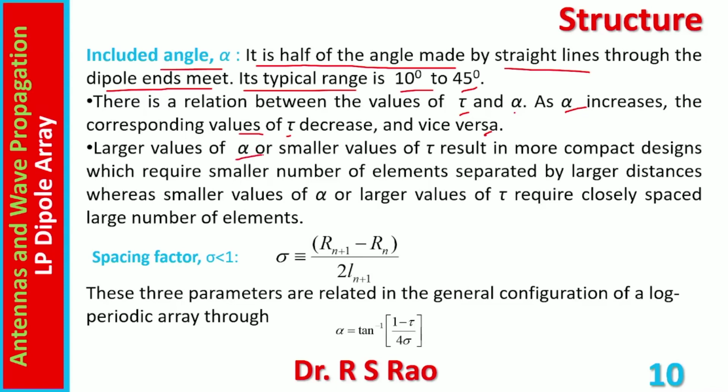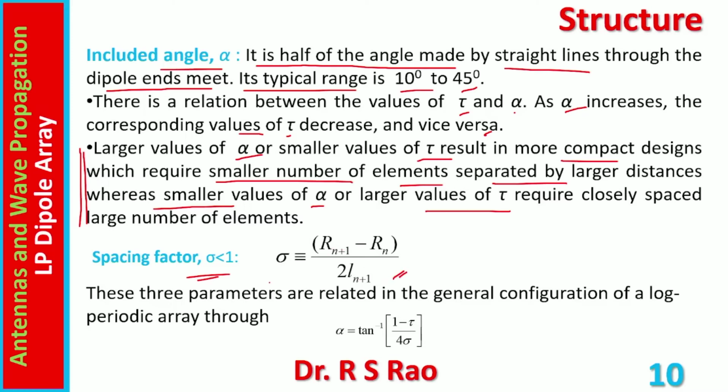Larger values of alpha or smaller values of tau result in more compact designs, which require a smaller number of elements separated by larger distances, whereas smaller values of alpha or larger values of tau require a closely spaced large number of elements. This is an important aspect. Spacing factor sigma, it is always less than 1. Sigma was already introduced. It is the ratio of Rn plus 1 minus Rn by 2 ln plus 1.